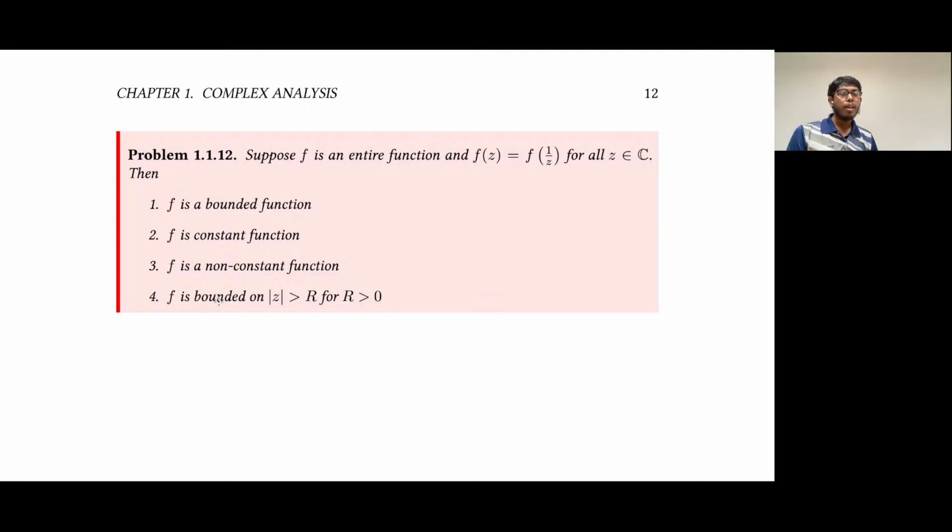Suppose f is an entire function and f(z) equals f of 1 by z. What can you say about f? This is also multi-select. Is it a bounded function? Is it a constant function? Is f a non-constant function, or is f bounded on mod z greater than r?